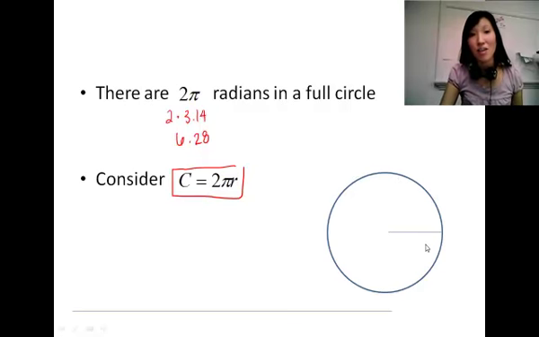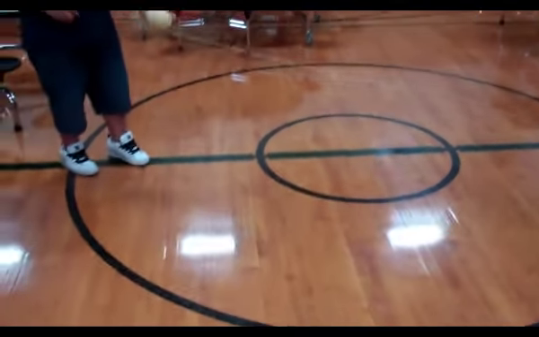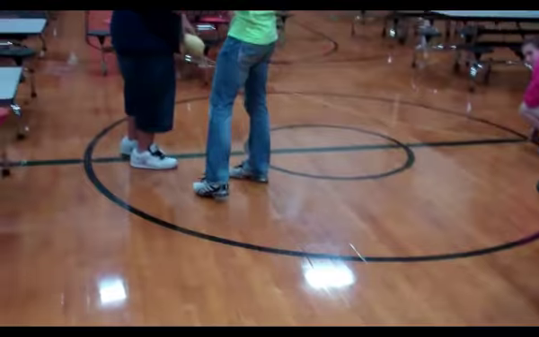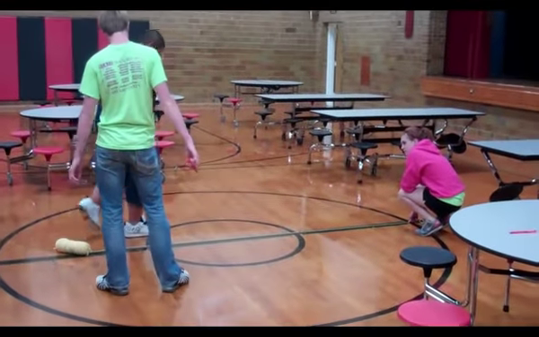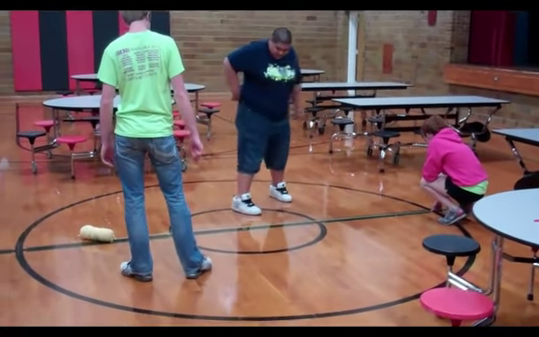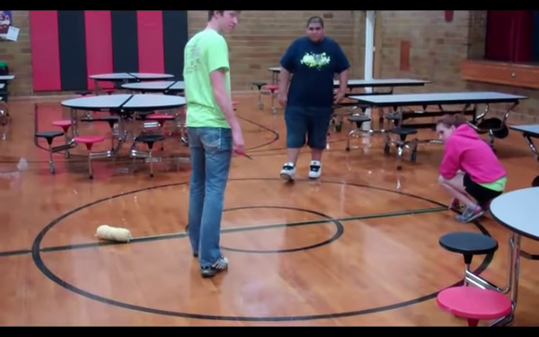And we have a video of our 4th period pre-calc class figuring that out. First task, figuring out how many radii fit around the circumference of the big circle.